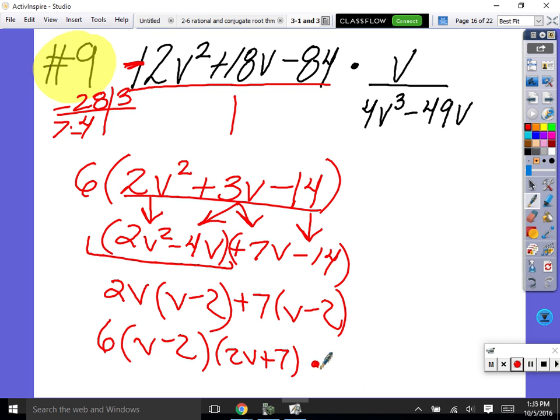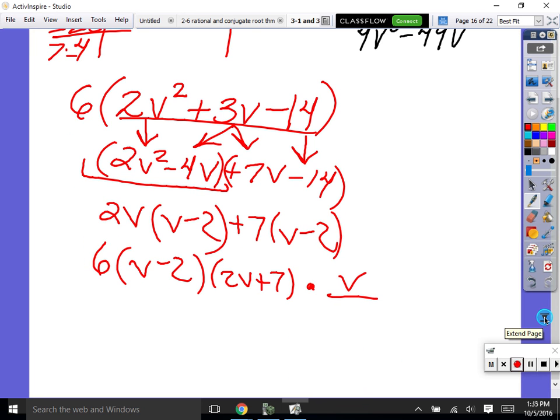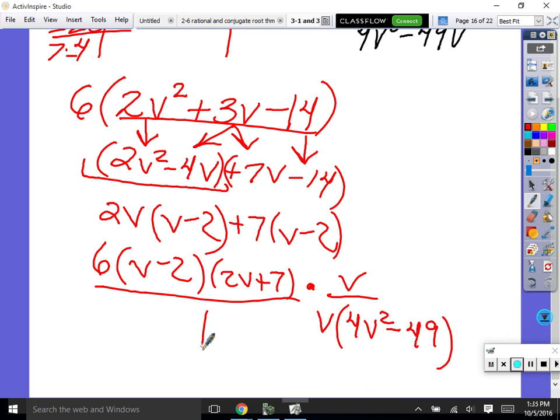So we have that times b over, let's factor this. There's a 4b in common. Does 49 divide by 4? Okay, so let's factor out a b. And left is 4b squared minus 49, correct? Now look. And this is all over 1. Now this piece does factor more.